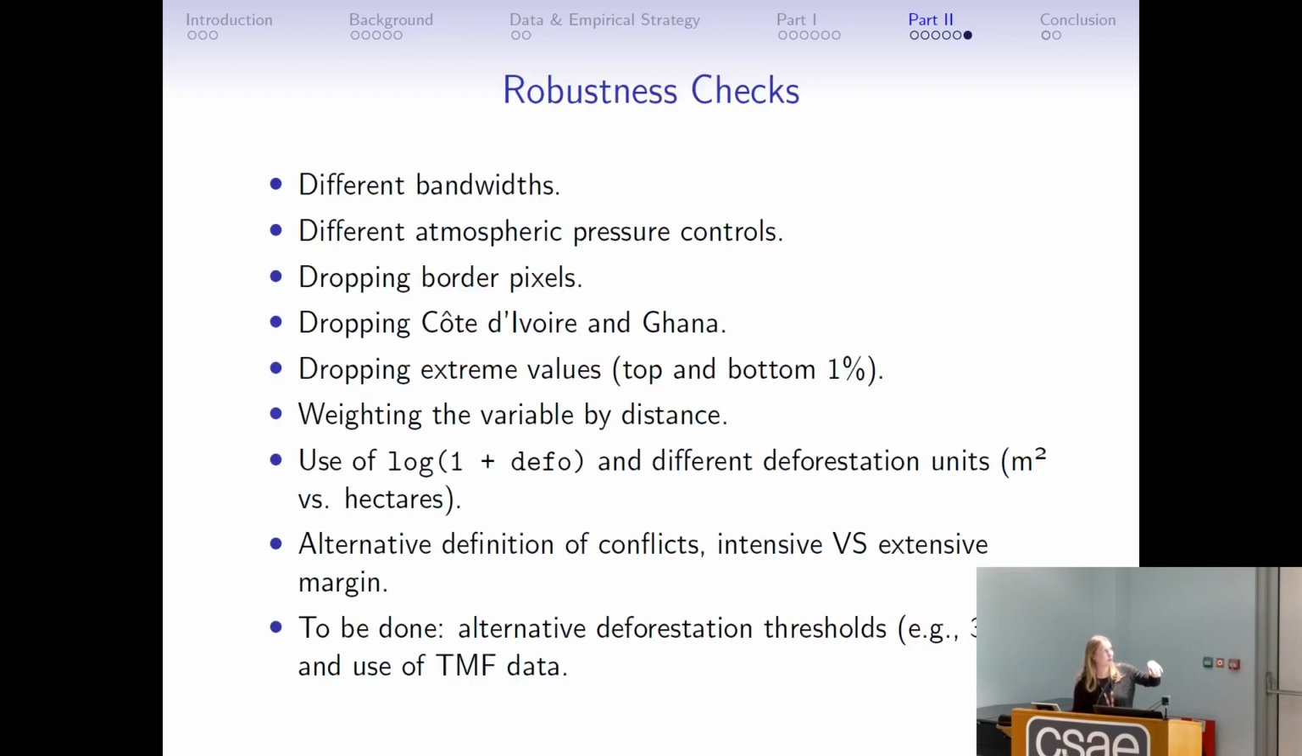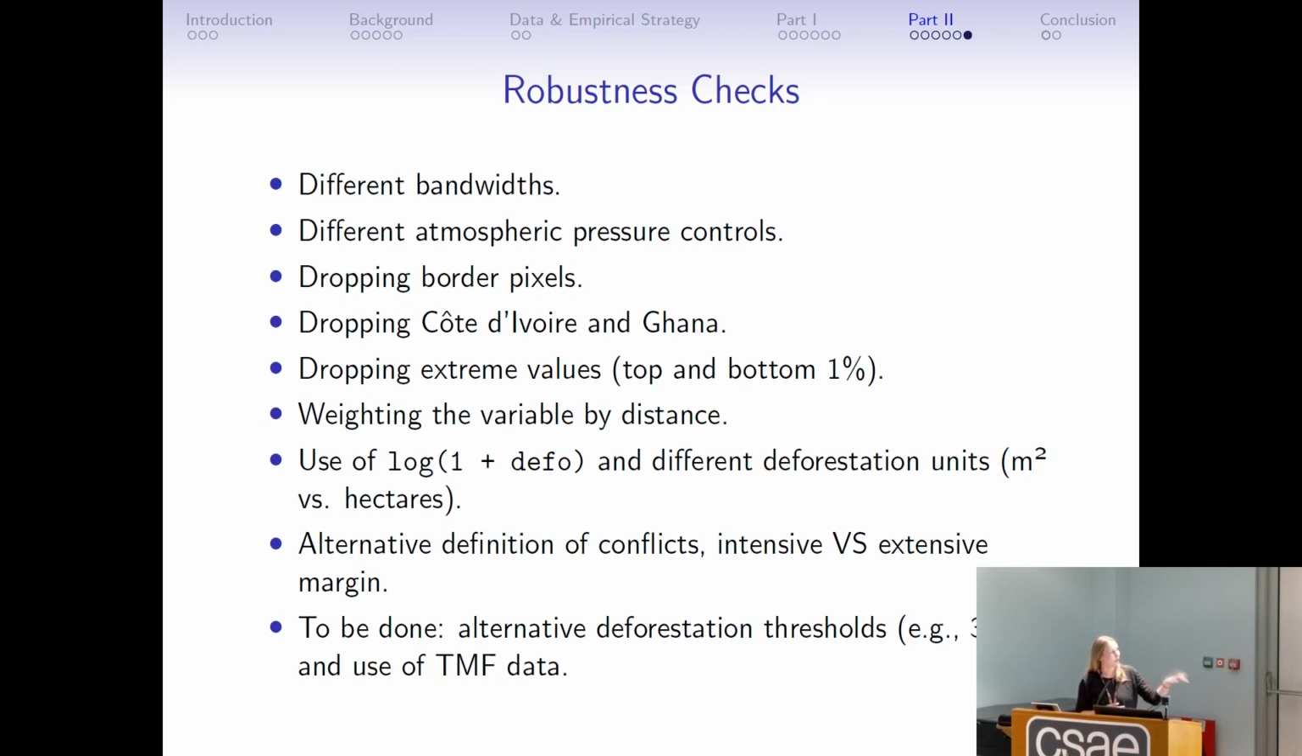We have a bunch of robustness checks: different bandwidths, different atmospheric pressure controls, dropping the border pixels, dropping Côte d'Ivoire and Ghana, because as they are almost price makers sometimes on the cocoa market in their duopoly position, an impact of deforestation in Côte d'Ivoire, let's say, could have an impact on the choice of development actually in Ghana. So our hypothesis of long distance effect could not hold in that case, but it's still robust.